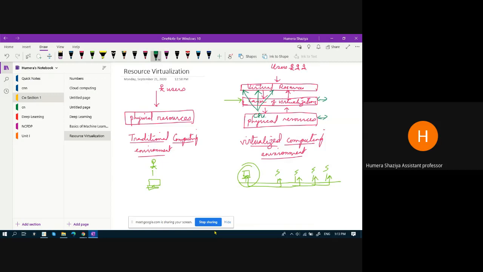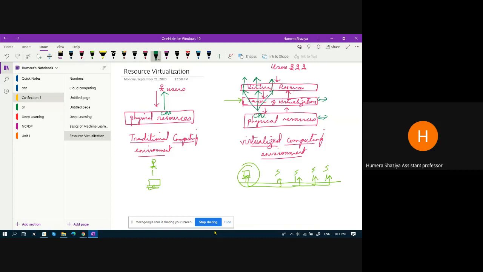Here you have only one CPU serving a single user. Here you have one CPU serving multiple users because of virtualization. So, virtualization refers to the representation of physical computing resources in simulated form through software. A layer is added here. This layer will take care of giving this resource to multiple users at the same time. This is the introduction to virtualization.